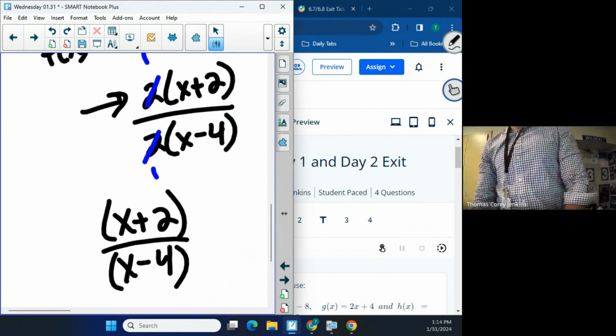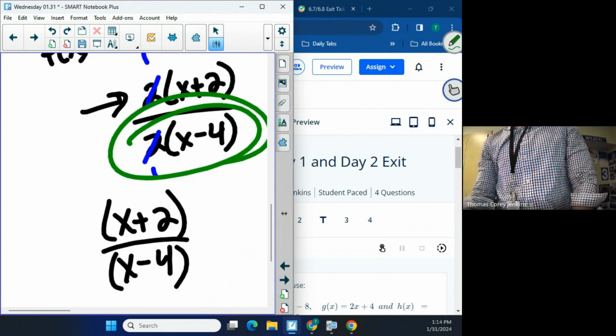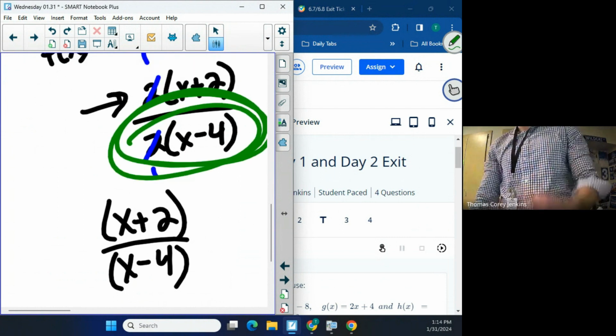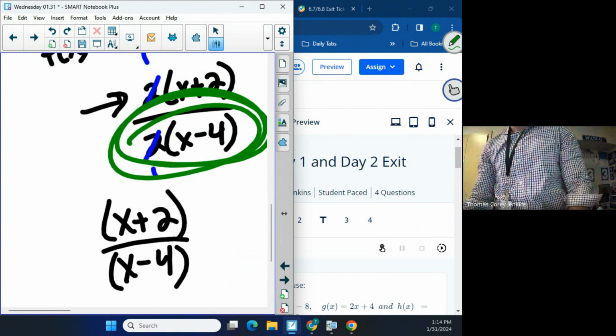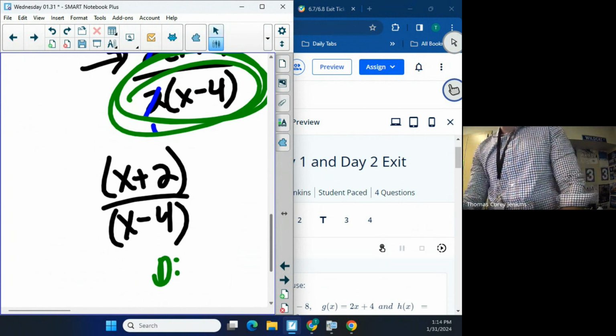My domain restriction comes from here. I can't divide by 0. So what's my 0 of the denominator? It would be 4. So your domain restriction would be, it looked a little funny on the formative. Let me show you what it looked like.